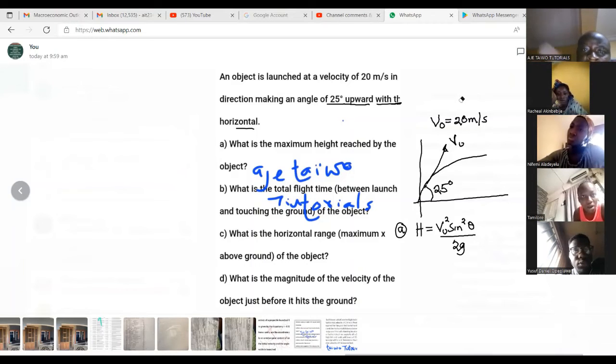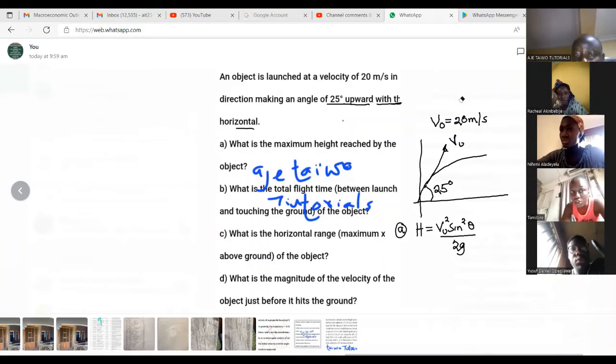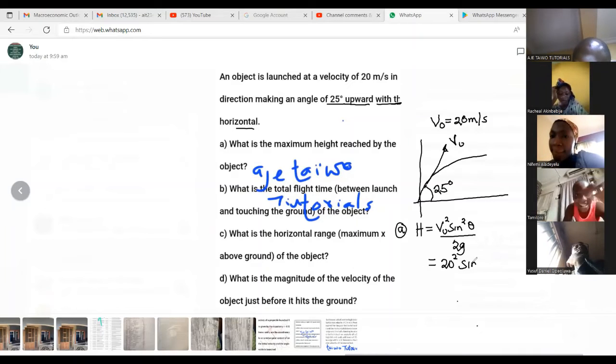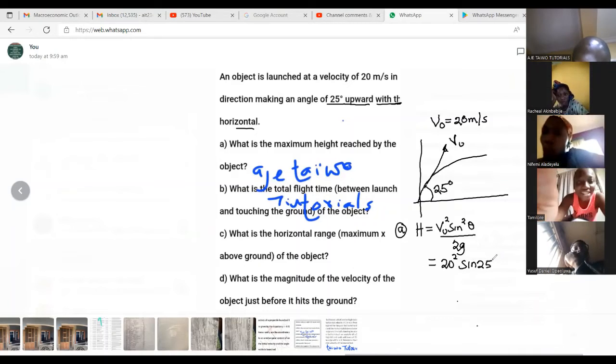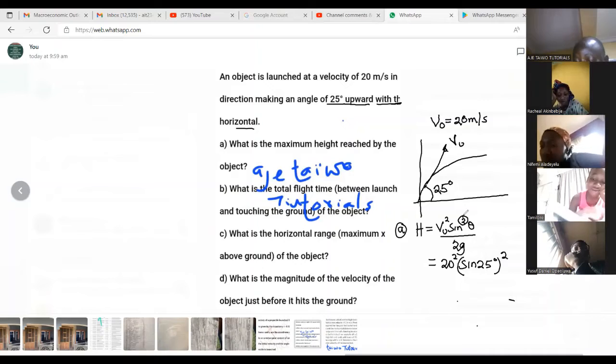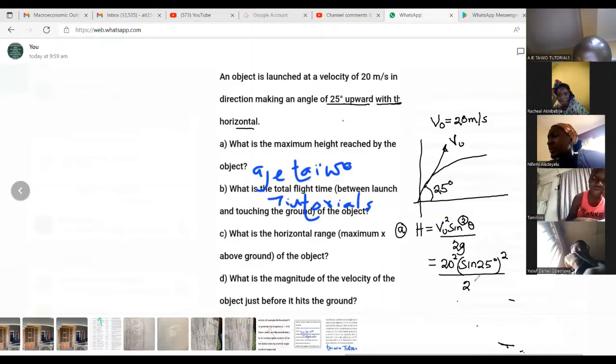So that's the formula for question 1. And our V naught is 20 squared. And we have sine theta, theta is 25 degrees. We are going to square it like this. That's the meaning of this square here. That's how you will square it. So over 2 times G, and G will be taken as 10 in this question. So I want somebody to help me calculate that.